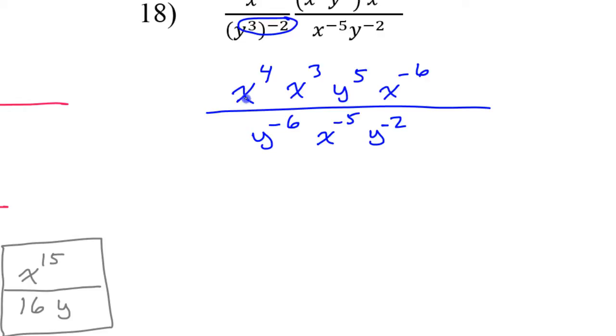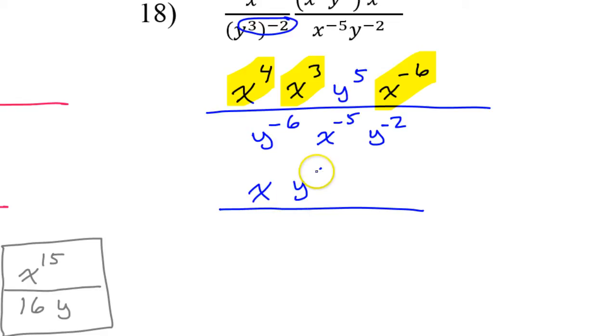Now it would be a good time to put together anything that's the same in the numerator and the denominator. So for example, the x's in the numerator. All right, so I've got this, this, and this. I can put those together now. I'm just adding the exponents. So I've got 4 plus 3, that's 7. Then minus 6, that's 1. So that means I've got x to the 1 power, or just x. And that leaves y to the 5th power.